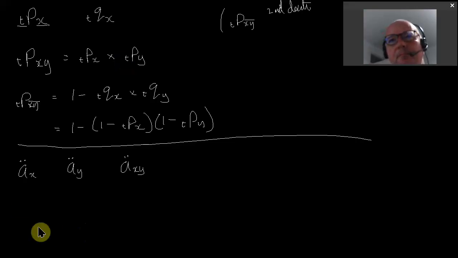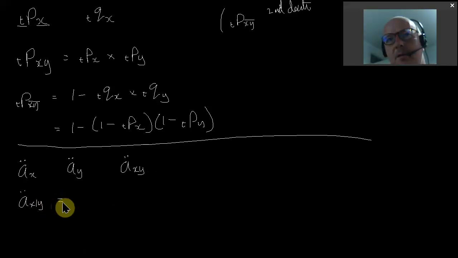Let me give you another type of combined life annuity. This means a reversionary annuity. So this annuity is payable if Y is still alive when X has died. So a typical spouse's pension, that sort of thing.